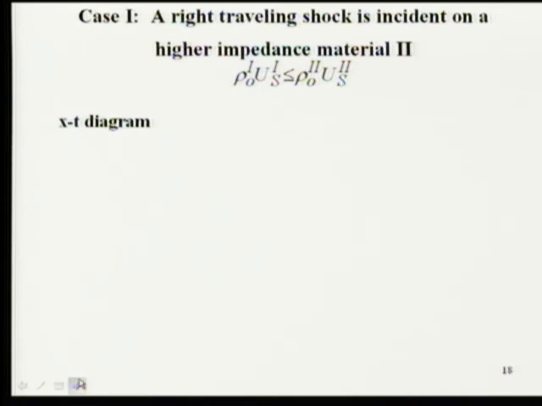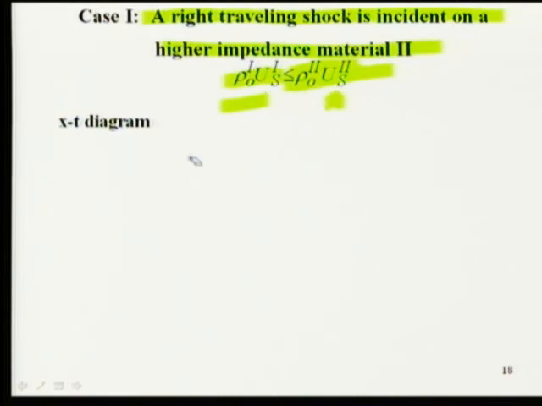So here's the problem we want to make sure you understand: a right traveling shock is incident on a higher impedance material, and the impedance, remember, is the density in front of the shock times the shock speed. In this case it is shock speed. And so the second material has a greater impedance. That means that its density times its shock velocity is greater than the one on the left. So it has a higher impedance.